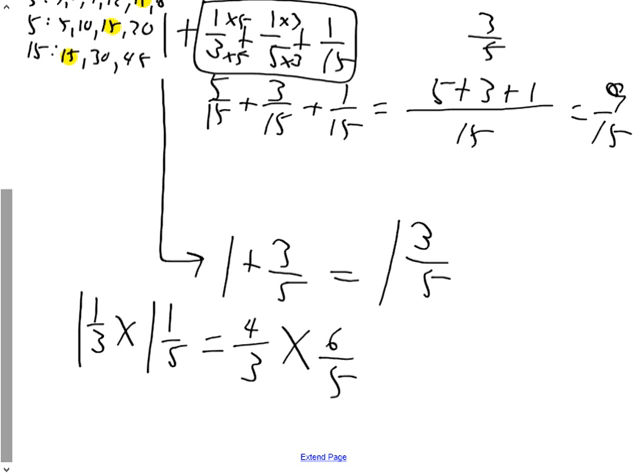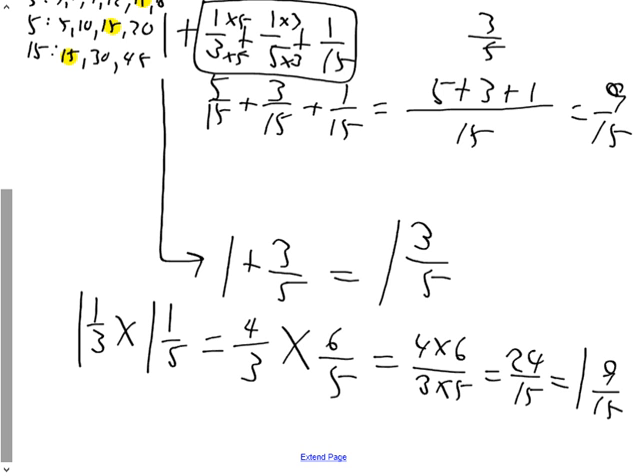Remember yesterday what I taught you how to do if you were multiplying 2 fractions? What can you do before you multiply those 2 to make your life easier? You could cross-reduce. I'm not going to do it yet, but I'll show you in a second what you could have done. What we're going to do is multiply our numerators, multiply our denominators, and we'll end up with 24/15, which is 1 9/15, which is equal to 1 3/5.